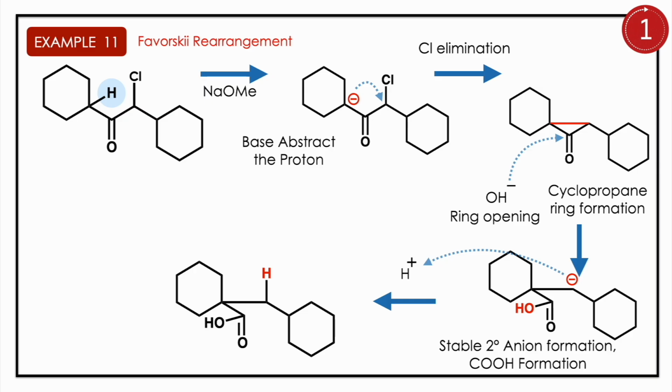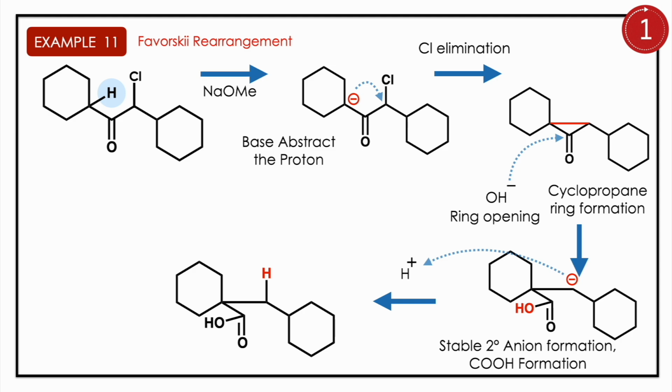So there are chances of Favorskii rearrangement, as you are using the base. The base abstracts the proton and you form the anion. The anion is the nucleophile. It attacks the chlorine and forms cyclopropanone. Cyclopropanone is a strained ring. So OH minus attacks through nucleophilic addition.